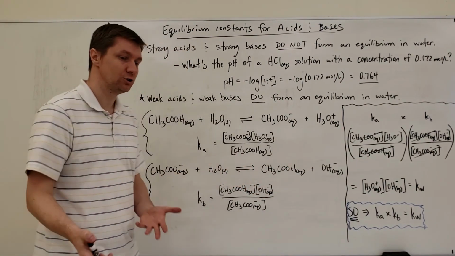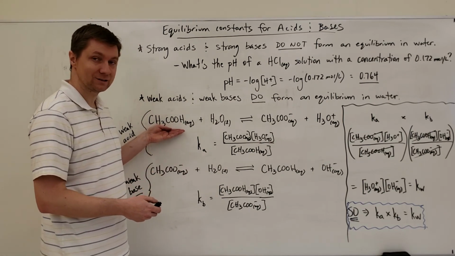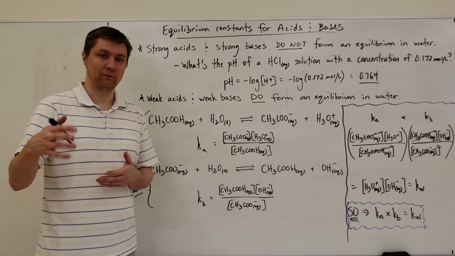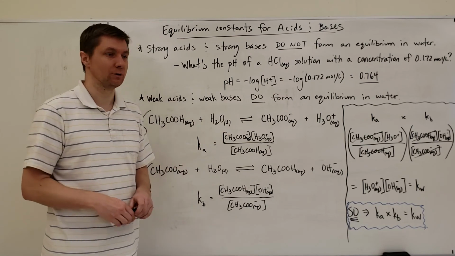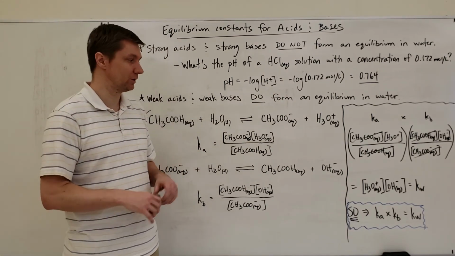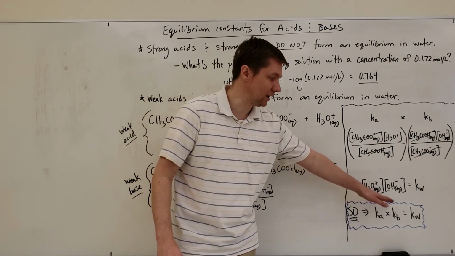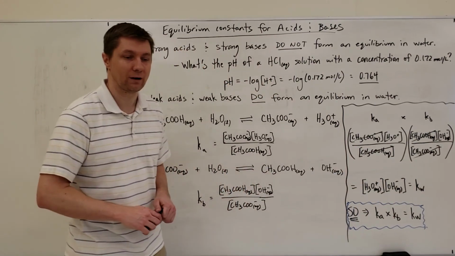And what you can now do is if you're given a Ka for an acid, you can calculate the Kb for its alternative base that it turns into. We'll explore this concept a little bit more in future videos, but as long as you've got this relationship down and you understand, okay, Ka times Kb equals Kw, then that's all you need to know for right now.